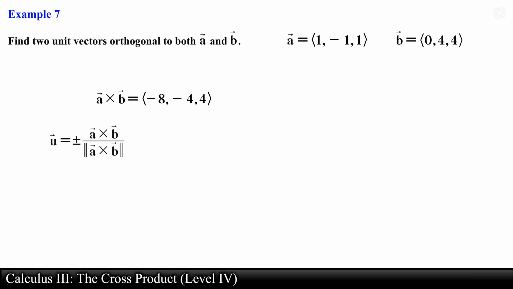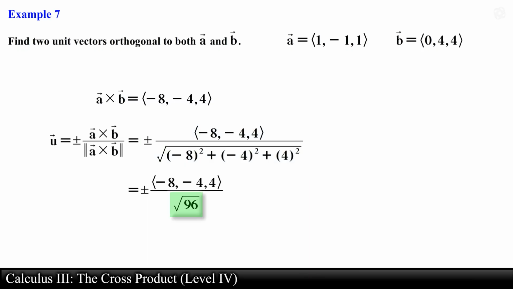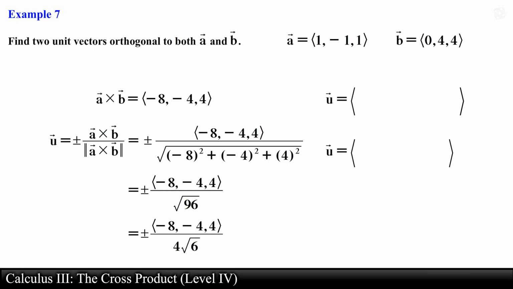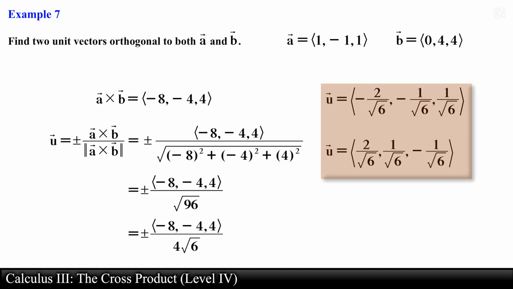Next, we go ahead and normalize this vector by dividing the vector by its magnitude. Computing the magnitude of this vector, we obtain the following. Then, it is just a matter of simplifying the components of each unit vector. The first vector will have the following components. And for the second vector, we simply multiply it by -1, obtaining the following unit vector. So these two unit vectors will be orthogonal to both vector A and vector B. Let's end the video with the final example.